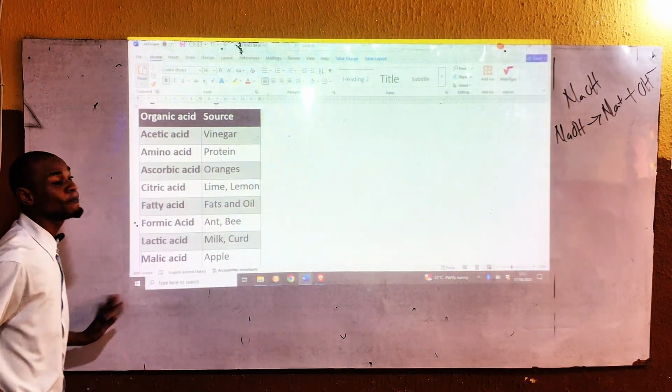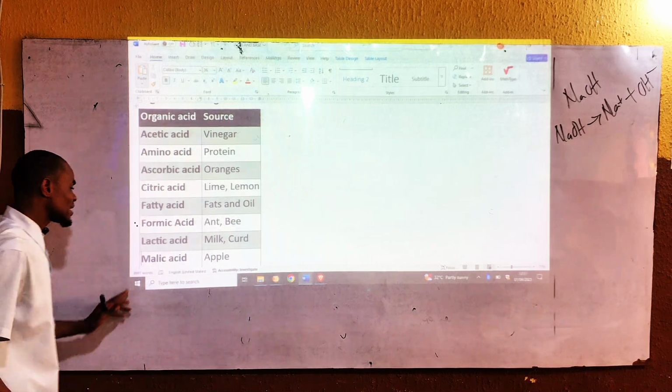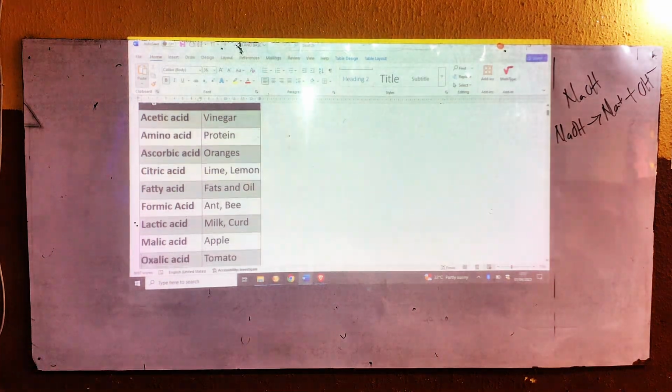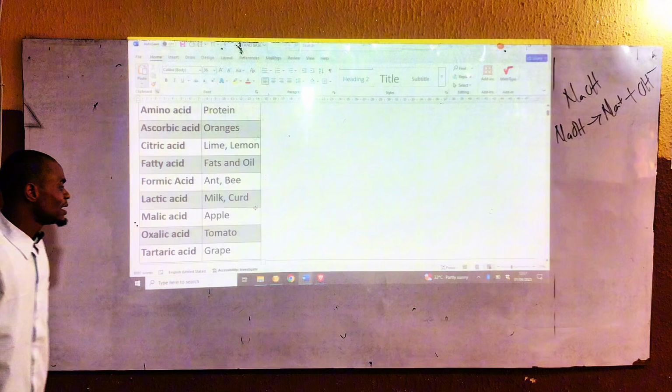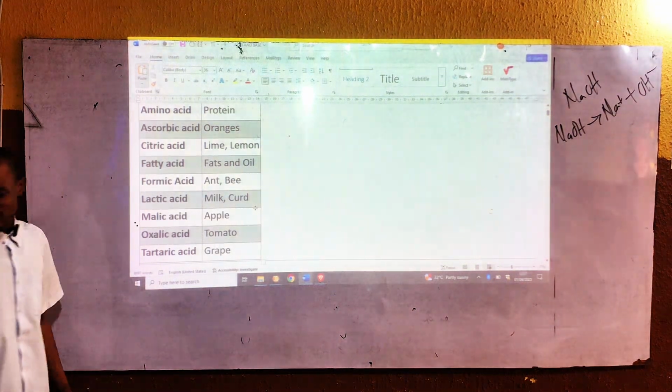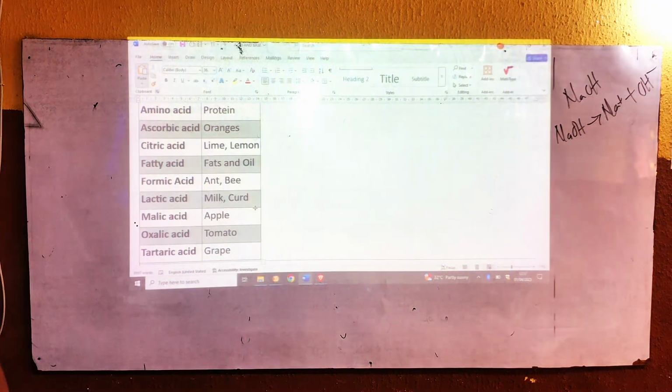Lactic acid is in milk. Malic acid is in apple. Oxalic acid is in tomato, that you have seen before.